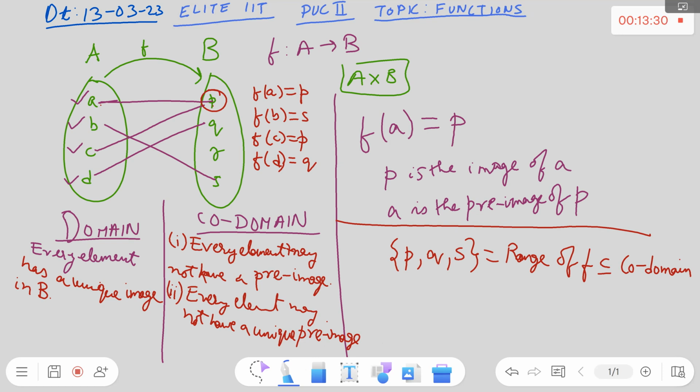These are the basic definitions related to functions. Clear to this? It is a subset of codomain, isn't it? What is the codomain here? PQRS, 4 elements. Anybody has any doubt up to this?